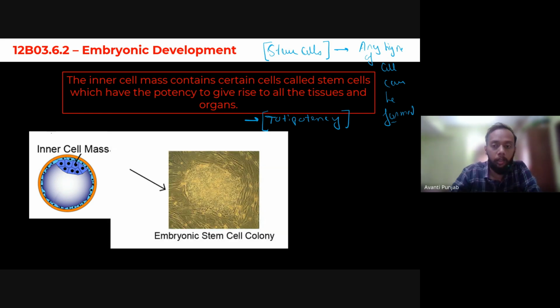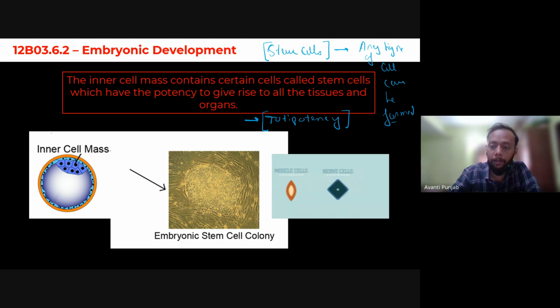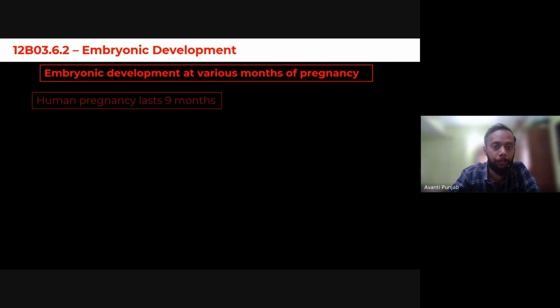Okay, so you have an inner cell mass, and then you will find all kinds of cells can be formed from the stem cells. From them you can make different types of cells here. Okay, now you need to remember these things here. They can become a question like a statement in front of you. You will have to remember some NCERT statements here.